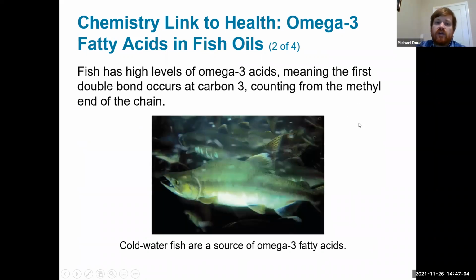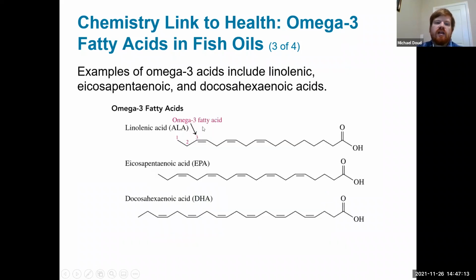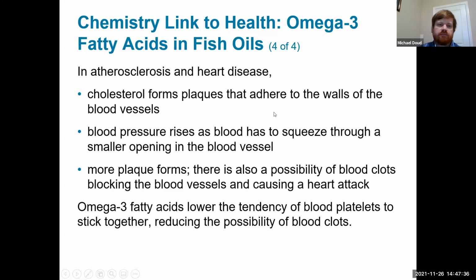Now, on the other hand, fish oils contain a lot of double bonds at carbon 3, counting from the methyl end. That's why we call it omega-3 fatty acids. So linolenic acid, icosapentaenoic acid, or EPA, and then docosahexaenoic acid, DHA. And these are all examples of omega-3. Again, we count from the methyl end of the chain, 1, 2, 3. That's the first double bond. It's an omega-3 fatty acid.